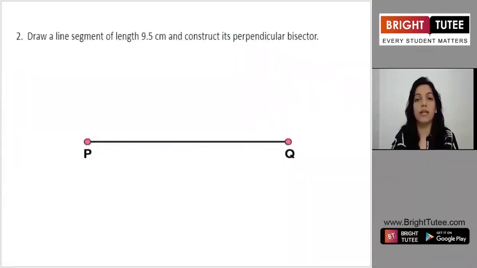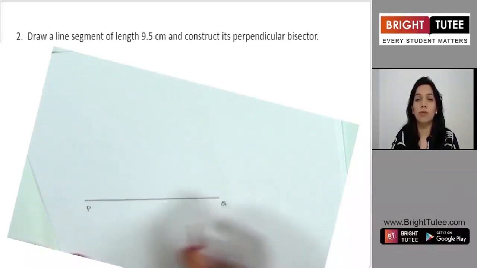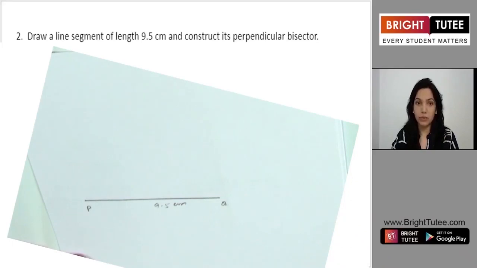It says draw a line segment of length 9.5 centimeters and construct a perpendicular bisector. Simple. So quickly draw a line segment using the ruler and a sharp pencil, and make it PQ of 9.5 centimeters. If you are done with this, what is the next step? You need to open the compass to something greater than half of your length PQ. Make sure that you open the compass to more than half of PQ.